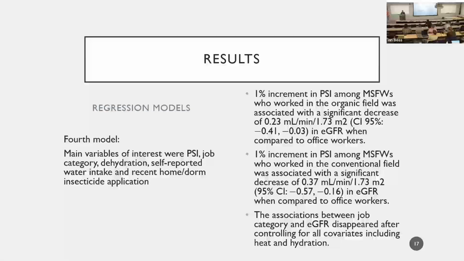And then the fourth model, the main variables are here for the physiological stress index. Actually, the fourth model was all the variables together. And so initially they saw a 1% increment in the physiological stress index among the field workers in both the organic and the conventional field. But when they accounted for all the covariates, they didn't see the association anymore in terms of the job category.